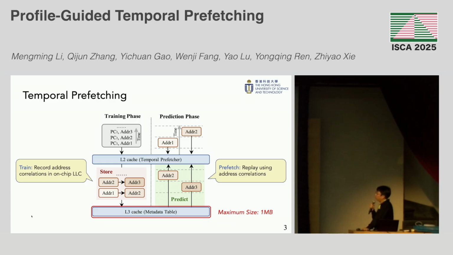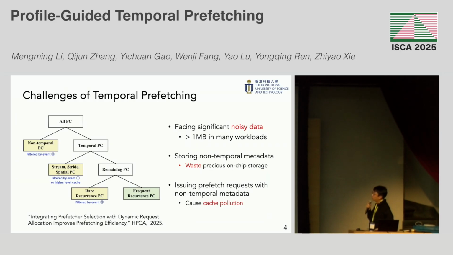The state-of-the-art temporal prefetcher always employs a big metadata table and shares space with the last level cache. The maximum size of the metadata table is about 1 megabyte. Then I will introduce the challenges of temporal prefetching.